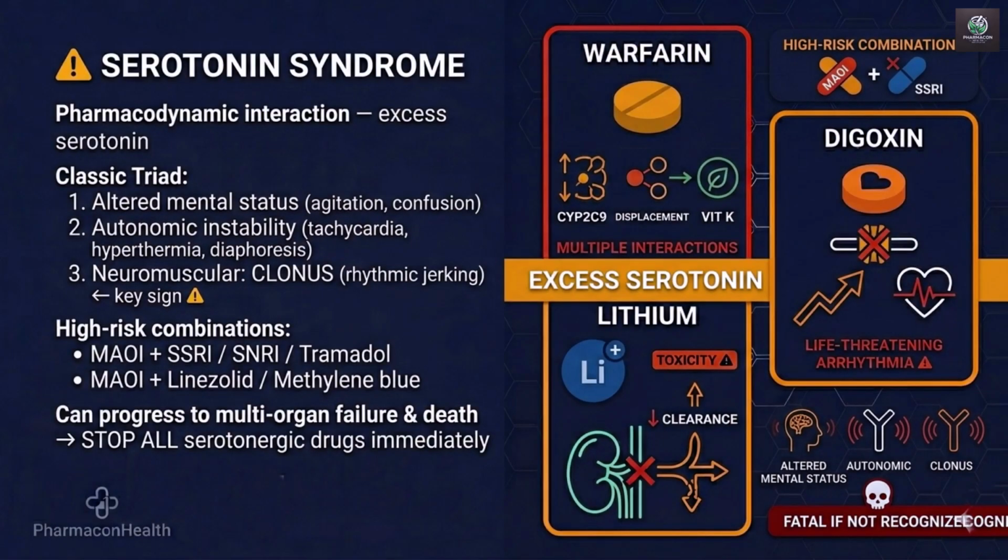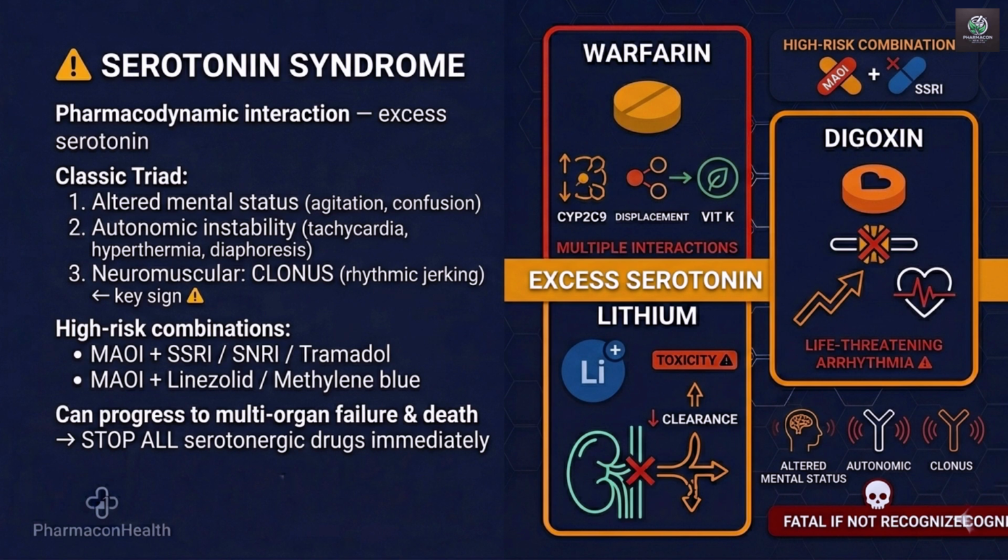One pharmacodynamic drug interaction deserves special attention because it can be fatal and is frequently missed: serotonin syndrome. Serotonin syndrome occurs when two or more serotonergic drugs are combined, producing excess serotonin activity in the central and peripheral nervous system. The classic triad is altered mental status, autonomic instability, and neuromuscular abnormalities, specifically clonus, which is the rhythmic involuntary muscle jerking that distinguishes serotonin syndrome from other drug toxicities.